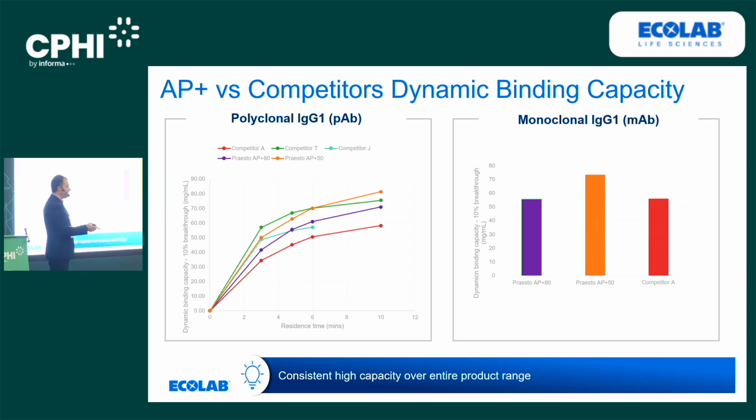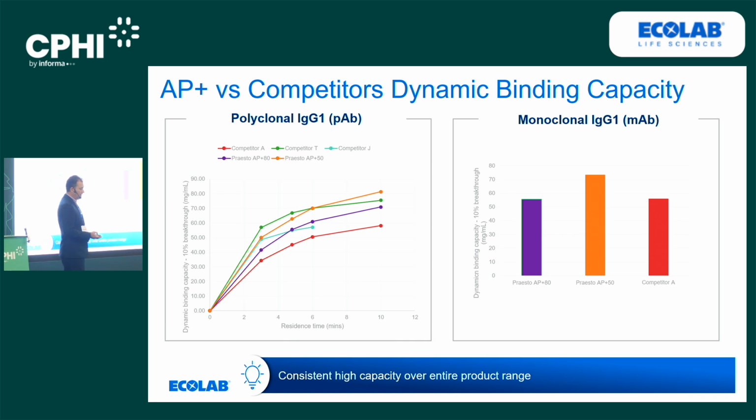And then we tested this with monoclonal. When you see the monoclonal performance on the right, you will see that the 80 micron resin is compatible in terms of performance with the competition. But as you can see, for the AP+50, you have a very, very good binding capacity. That applies for both monoclonal antibodies and polyclonal antibodies.